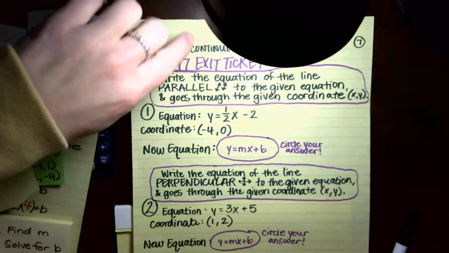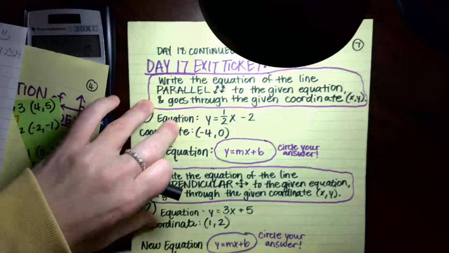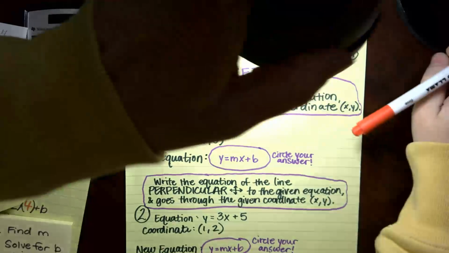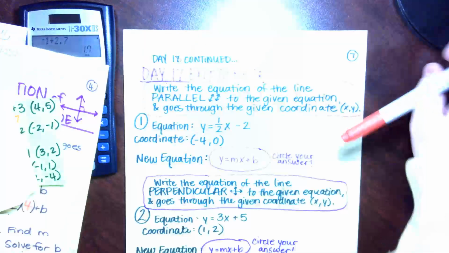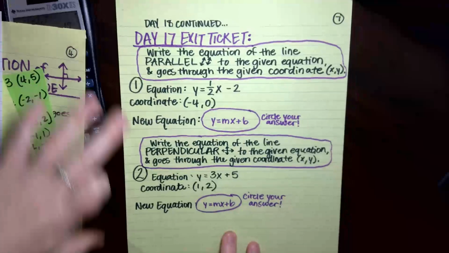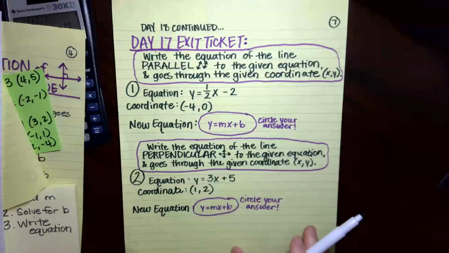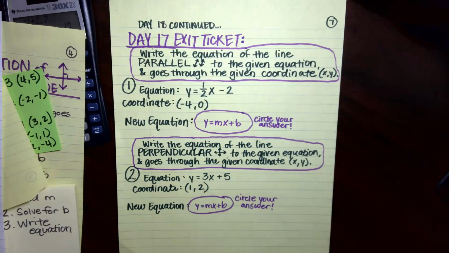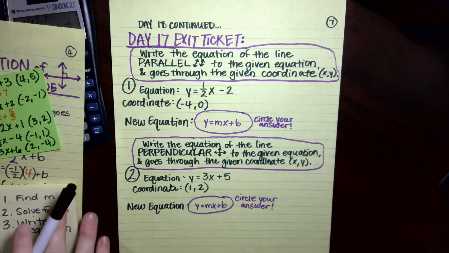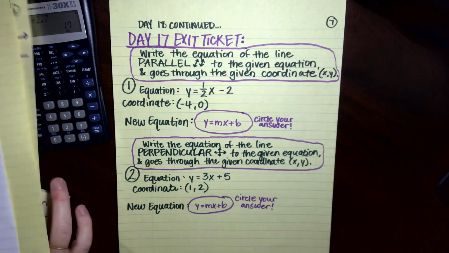Here's your exit ticket for day 18. If you want to come back after lunch and get more practice, you're welcome to, but you don't have to. Also, this exit ticket might take a little longer because it's 2 things where you're finding 2 different equations. Just remember, we have a whole week to turn in exit tickets, so if you can't finish today, that is fine. It is also lunchtime.